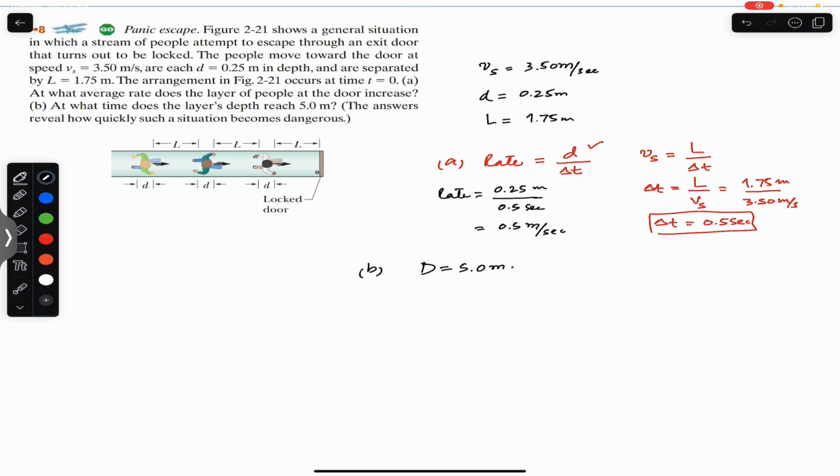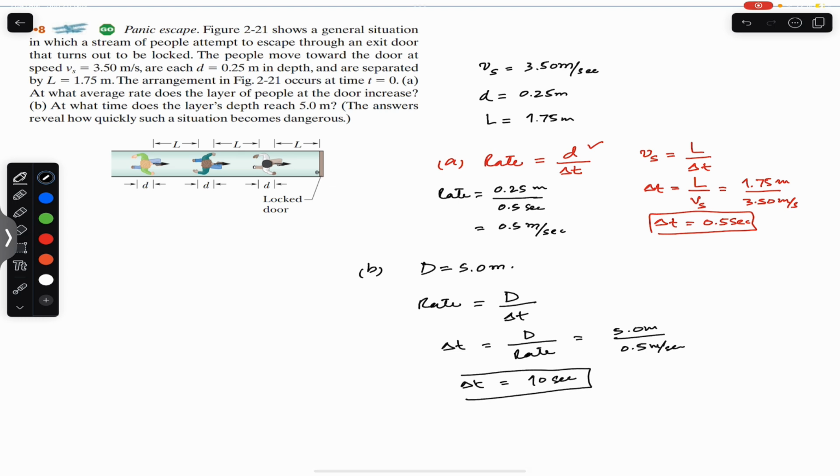So the rate is equal to D divided by delta t, and we want to find the time taken to accumulate 5 meters of depth. Delta t is D divided by the rate. Now D is 5.0 meter divided by the rate, which is 0.5 meter per second. So delta t will be equal to 10 seconds. So it will take only 10 seconds for the accumulation of a depth of human bodies of 5 meters.